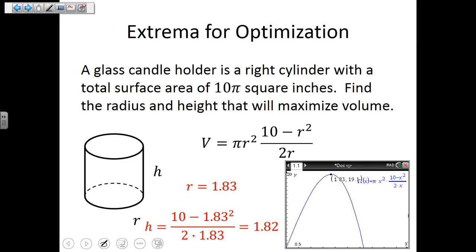Now it's kind of a coincidence here, don't read too much into this, that the radius and the height are close to each other. Don't think that once you find one number, you found the other one. Okay, just think of that as a coincidence right now.